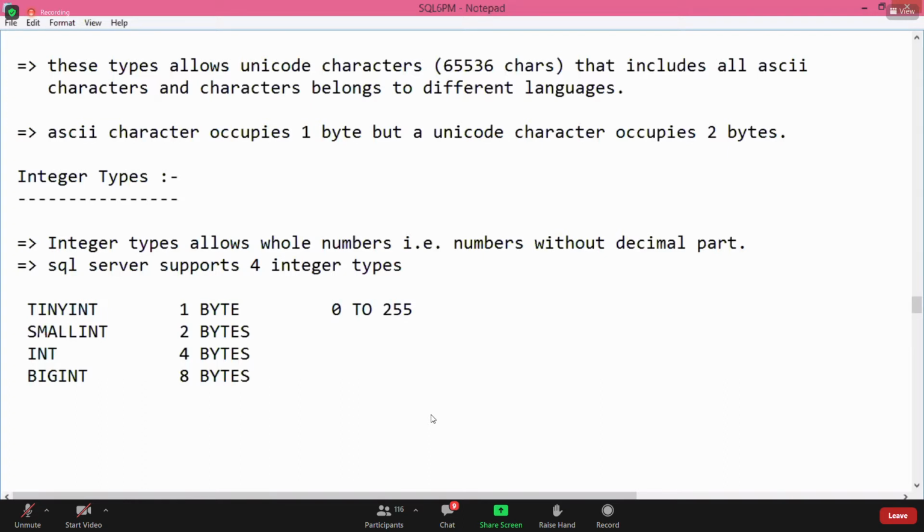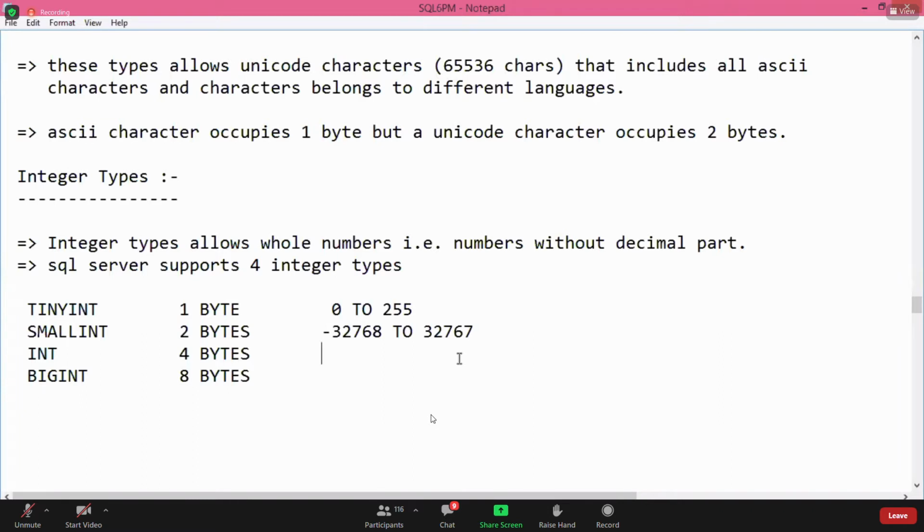Smallint. What is the range of smallint? Minus 32,768 to 32,767. So if the value is between this range, use smallint.